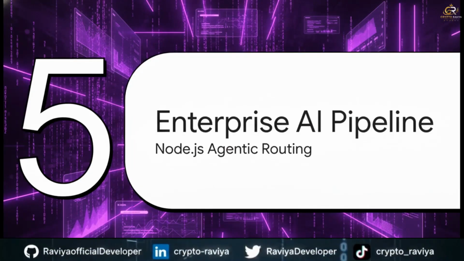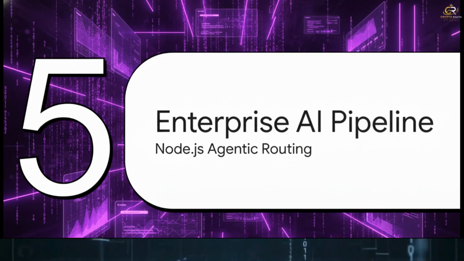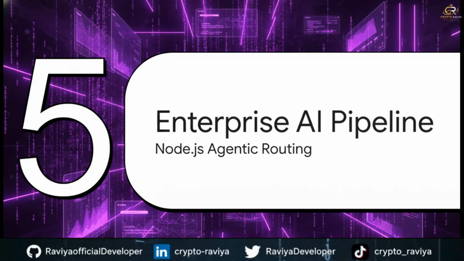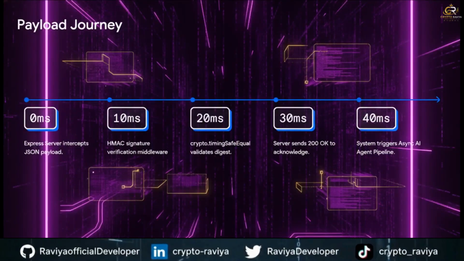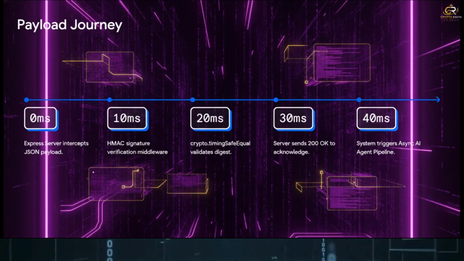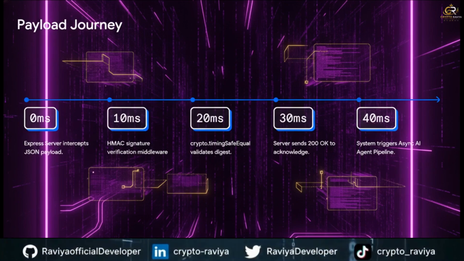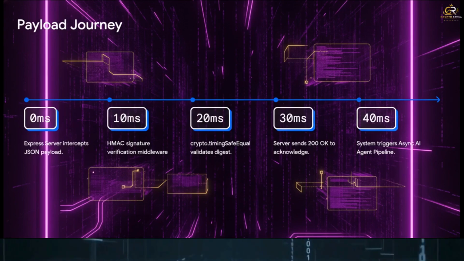Let's head into our final stretch, Section 5, the Enterprise AI Pipeline: Node.js, Express, and Agentic Routing. Let's bring all this theory together into code and construct an instantaneous webhook listener using Node.js and Express. We can trace our payload's lightning-fast journey step by step.